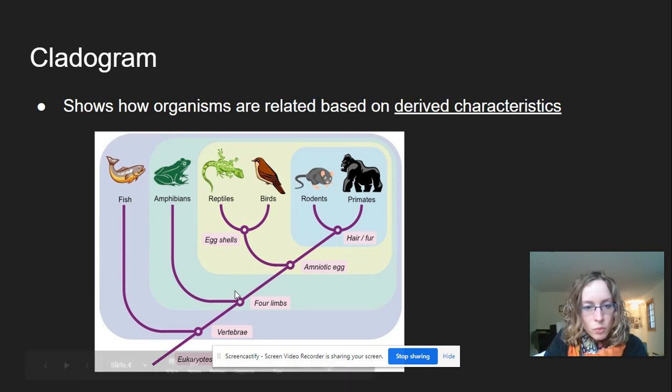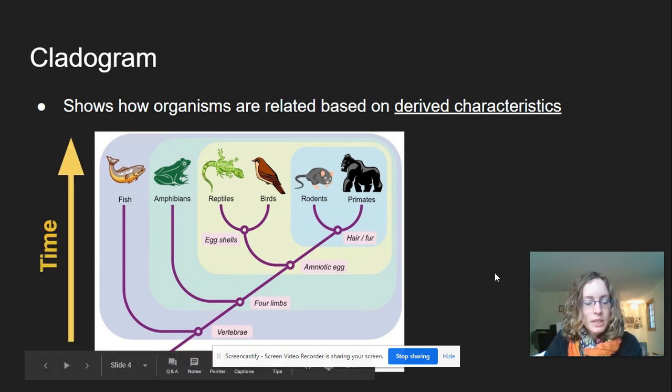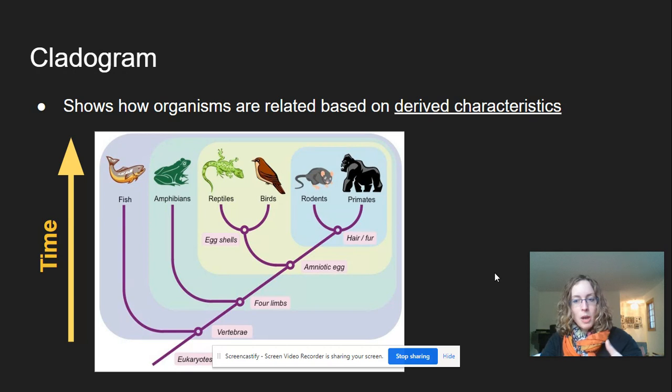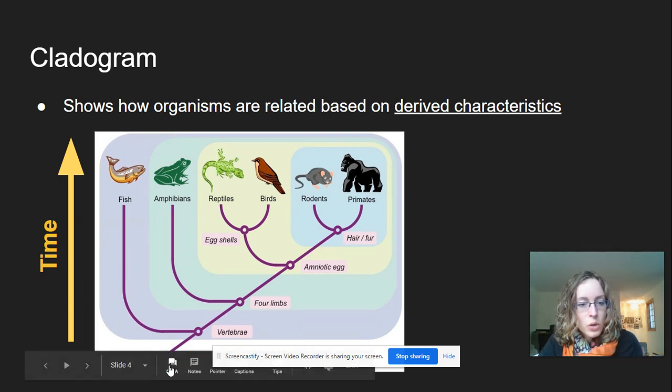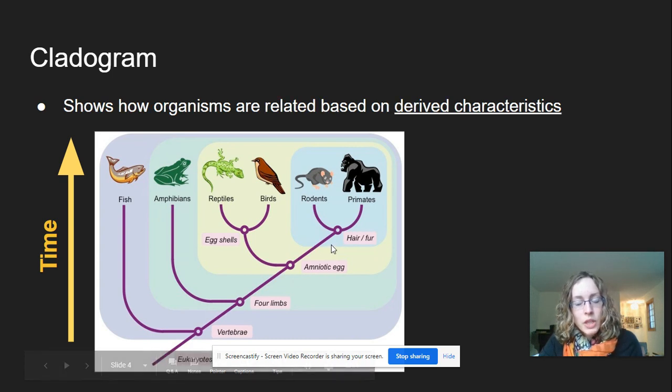The way that you would read and interpret a diagram like this is that you can think about it being sort of like a family tree from bottom to top, looking at change over time. And the traits that are listed along here are going to show you how closely related the species are and traits that they share.